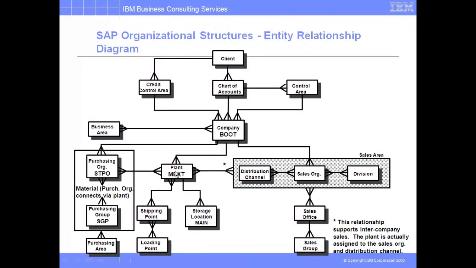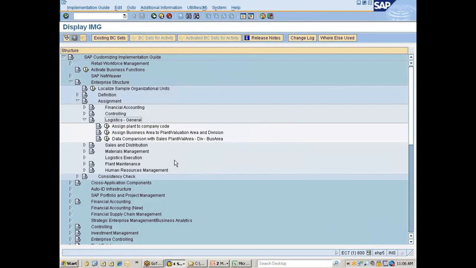This plant is linked with what? Plant is linked to company code. Plant is linked to sales and distribution module, that is sales organization. Plant is linked with purchase organization. Plant is linked with storage locations. So this is the one which I am going to make now. Assignment of plant to company code. Just go and choose it.